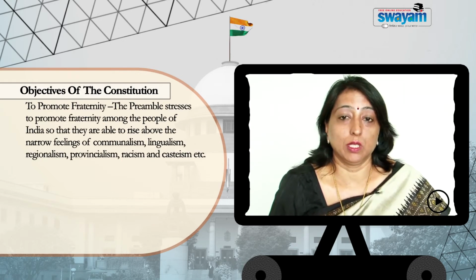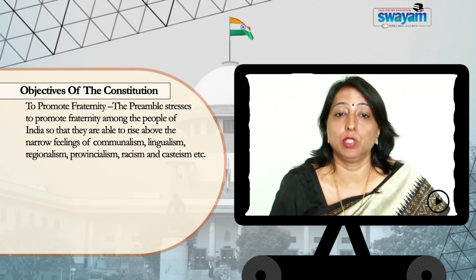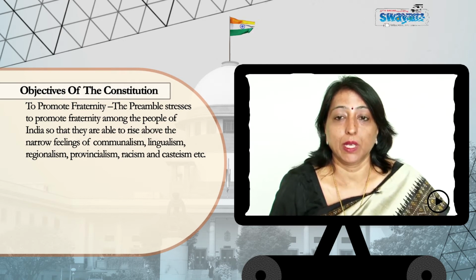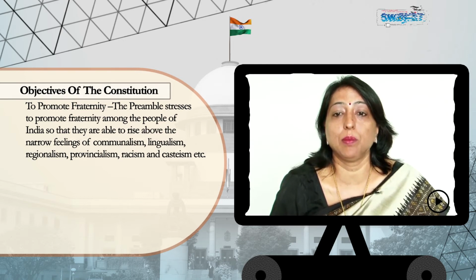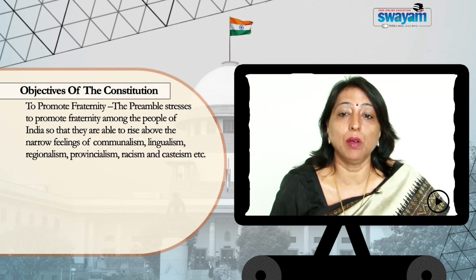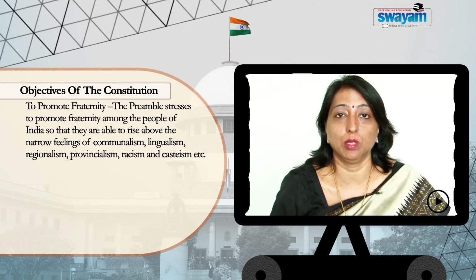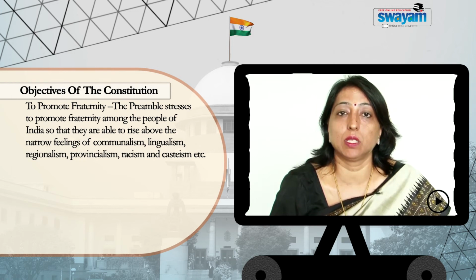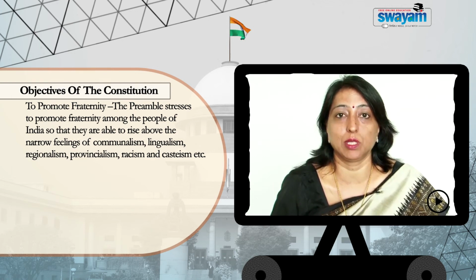To promote fraternity is another important feature of the preamble. It stresses promoting fraternity among the people of India so that they are able to rise above the narrow feelings of communalism, linguism, regionalism, provincialism, racism and casteism. The purpose is to adopt the ideal of universal brotherhood, thereby curbing hatred amongst the people of all nations.